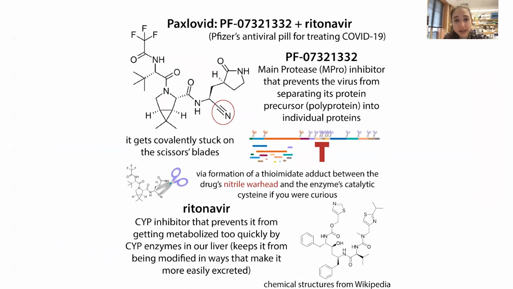Another example of a drug that acts as a reversible covalent inhibitor is Paxlovid. More specifically, this PF-07321332, I don't know if it has a better name by now, is basically an inhibitor of the SARS-CoV-2 coronavirus's main protease. The virus makes this long polyprotein chain, and then chops it up using its proteases. It uses this main protease to cut a lot of these apart into active proteins.